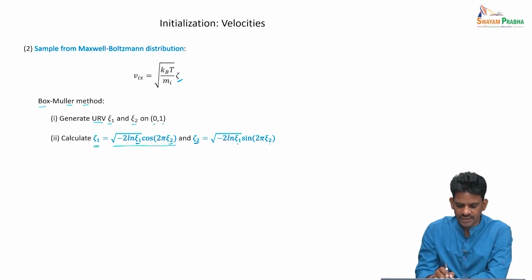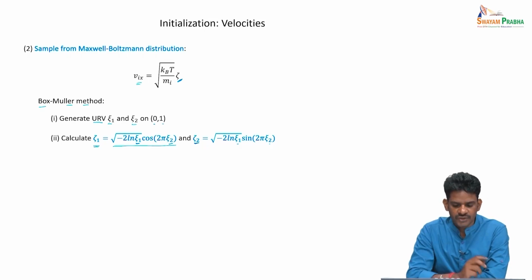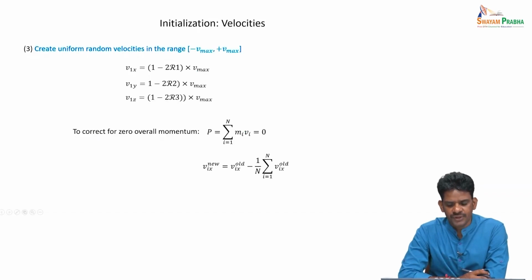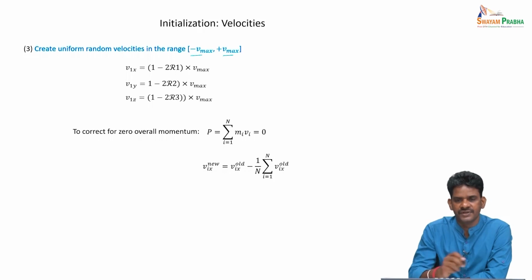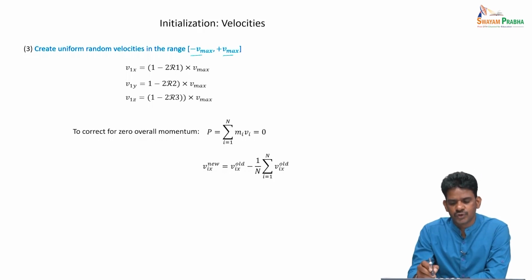Once we have this eta 1, eta 2, that can be substituted here to get velocities for each component. So, in this approach, we are basically assigning the initial velocities based on an equilibrium velocity distribution itself, using the Maxwell-Boltzmann distribution. Another approach would be to create initial velocity distributions in the interval minus Vmax to plus Vmax.